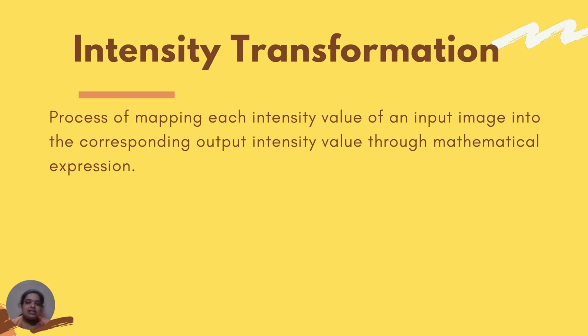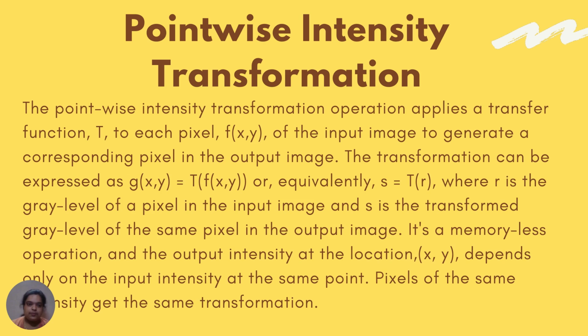Let us see what intensity transformation is. Intensity transformation is the process of mapping each intensity value of an input image into the corresponding output intensity value through a mathematical expression. Let us see what point-wise intensity transformation is. The point-wise intensity transformation operation applies a transfer function T to each pixel f(x, y) of the input image to generate a corresponding pixel in the output image.